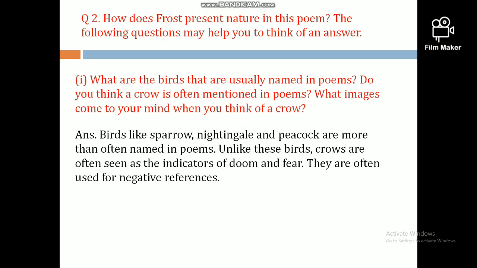How does Frost present nature in this poem? The following questions may help you think of an answer. What are the birds that are usually named in poems? Do you think a crow is often mentioned in poems? What images come to your mind when you think of a crow? So birds like sparrow, nightingale, peacock, dove are more often used in poems. Unlike these birds, crows are often seen as indicators of doom and fear. They are the harbingers of doom. They are often used for negative references.